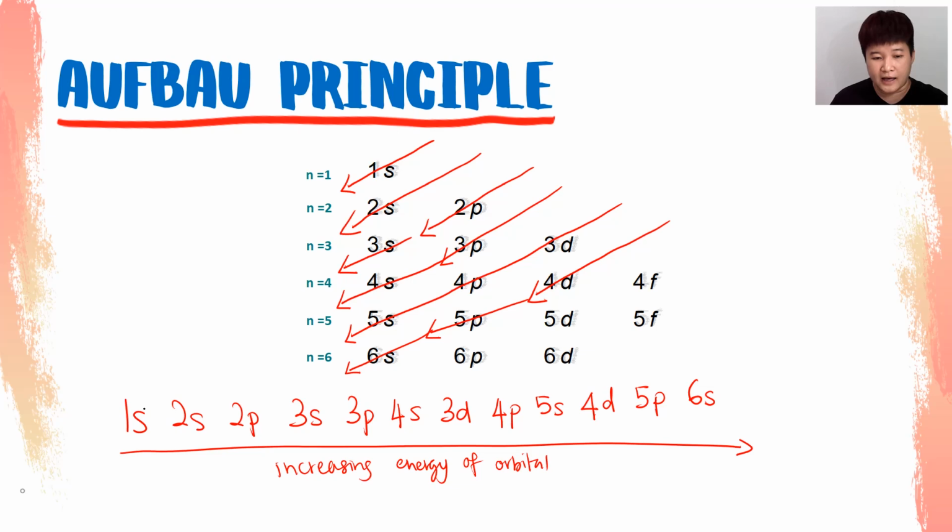Make sure the s orbital maximum is 2 electrons. So when 1s is full with 2 electrons, then only you move to 2s. When the 2s is full, then you move to 2p. The p orbital maximum is 6 electrons. So when the 2p is full, then you move to 3s. When 3s is full, you move to 3p. When the 3p is full, you will then move to 4s first. After the 4s is full, then only you move to your 3d. And the d orbital can take up a maximum of 10 electrons.